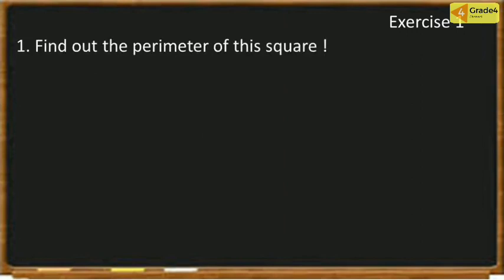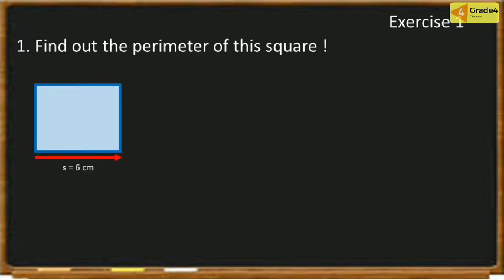Okay friends, this is the exercise. We can try it together. The question is find out the perimeter of this square. Can you see the picture? We can answer. The side of the square is 6 centimeters.